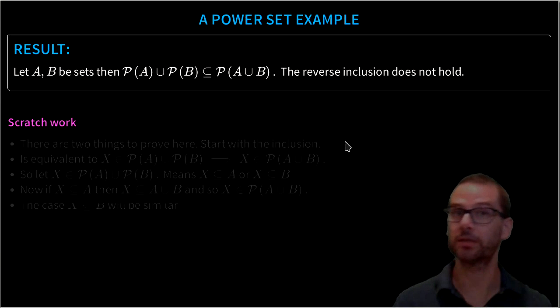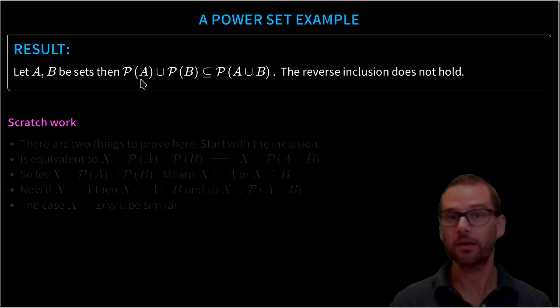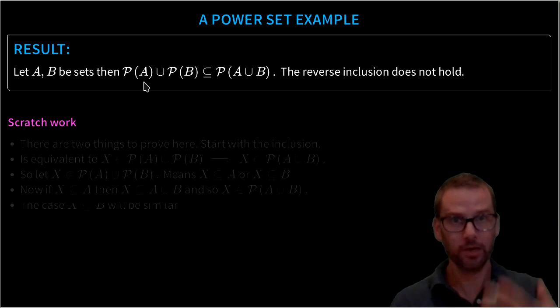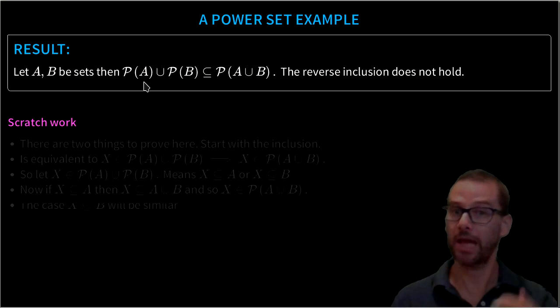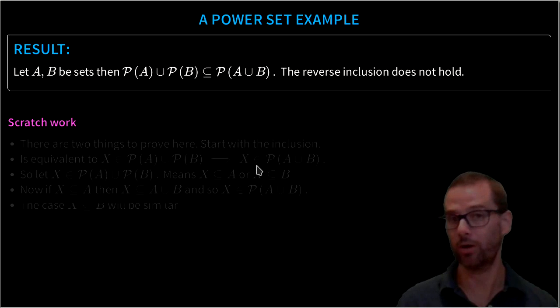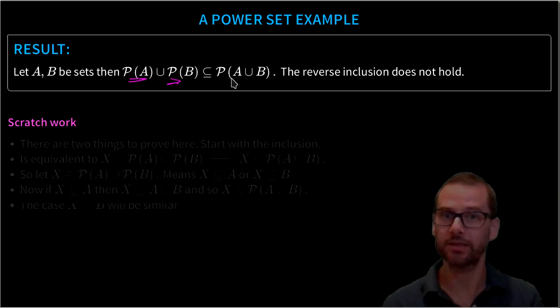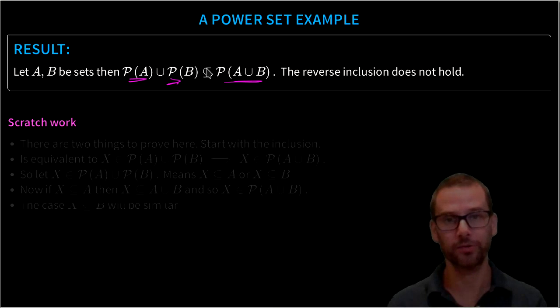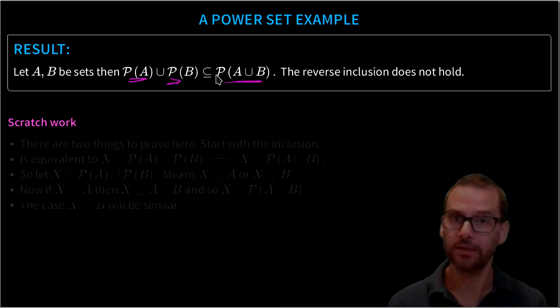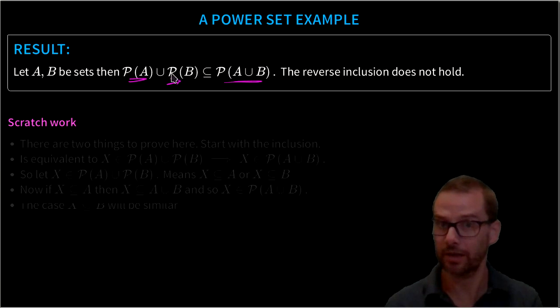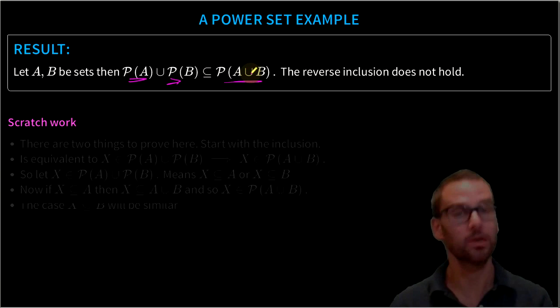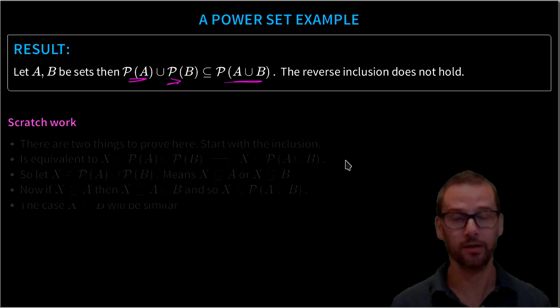So here's a simple power set example describing how the power set operation, the operation of forming the power set, interacts with the union operation. So if we let A and B be sets, then the union of the power sets is a subset of the power set of the union. And the reverse inclusion definitely does not hold. So this is definitely a subset, but the reverse inclusion, if we try to go the other way around to show that this left-hand side and right-hand side are actually equal, that doesn't hold. And we'll prove that in a moment.